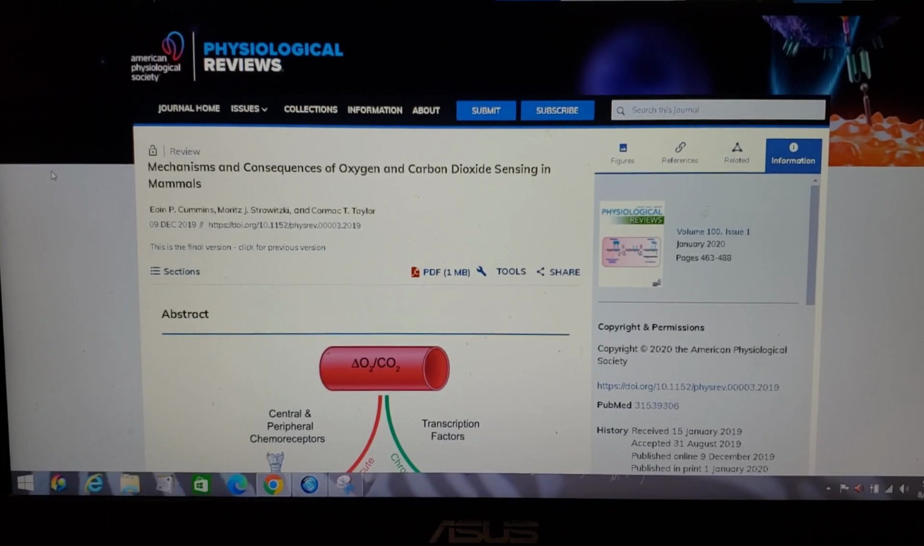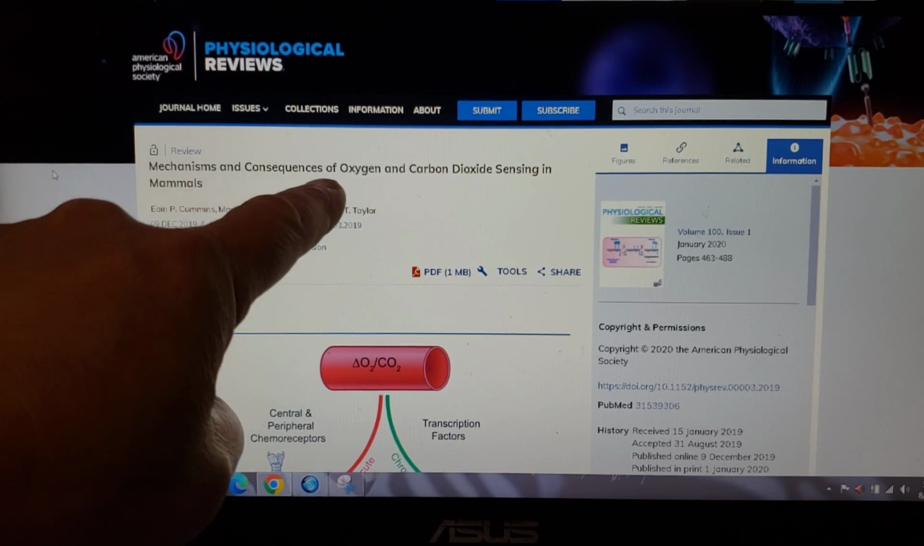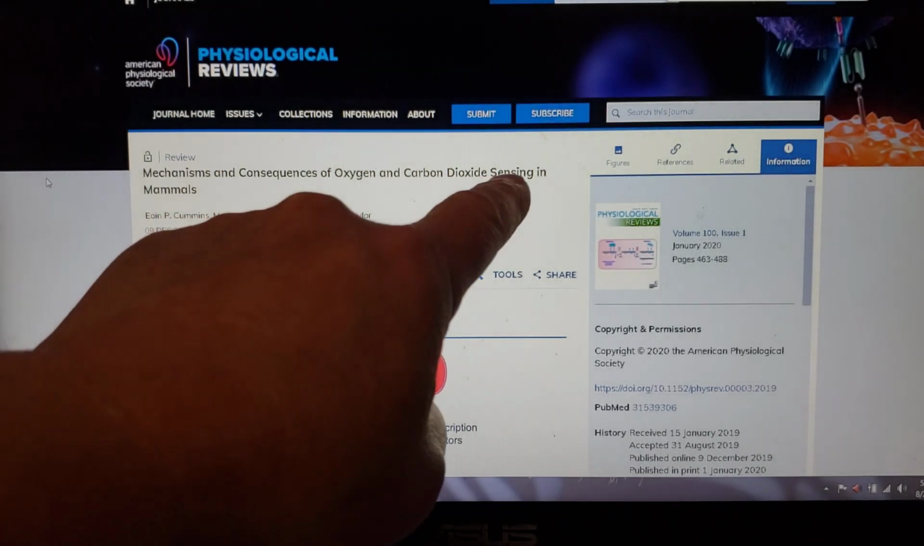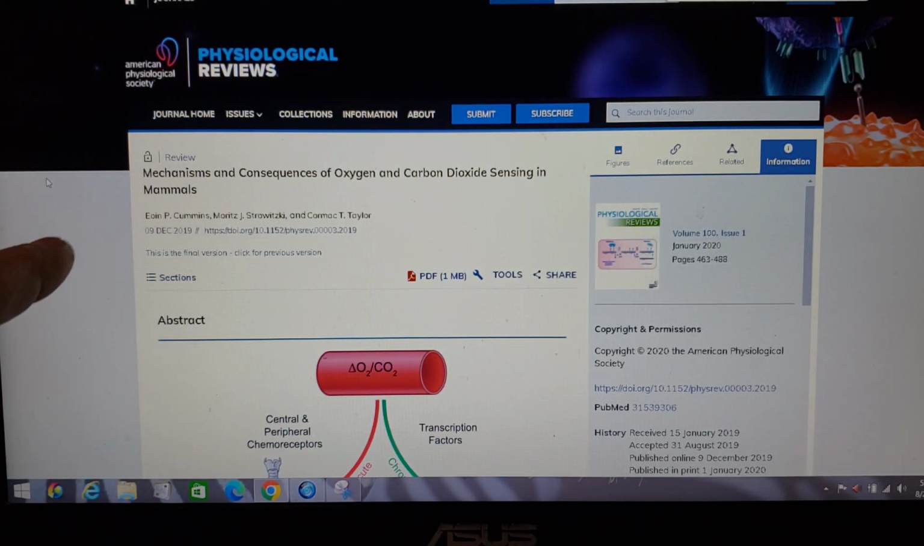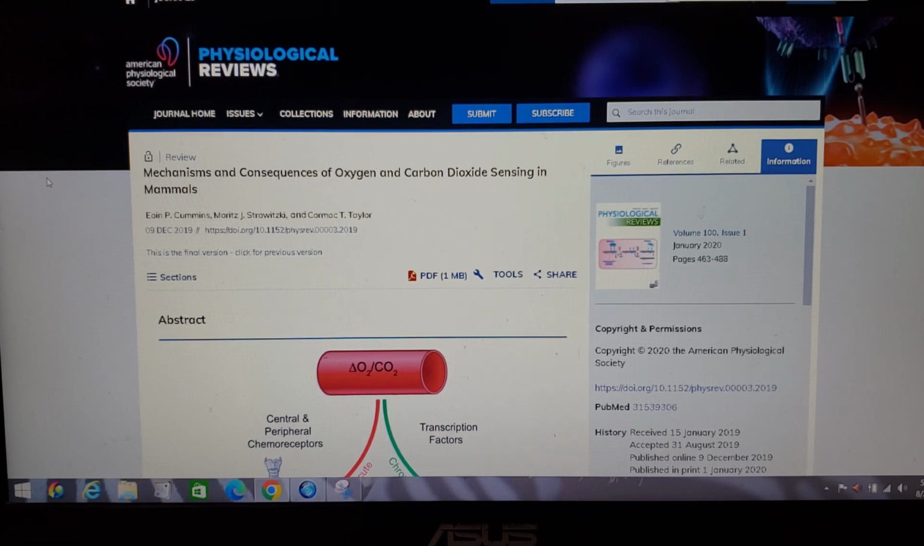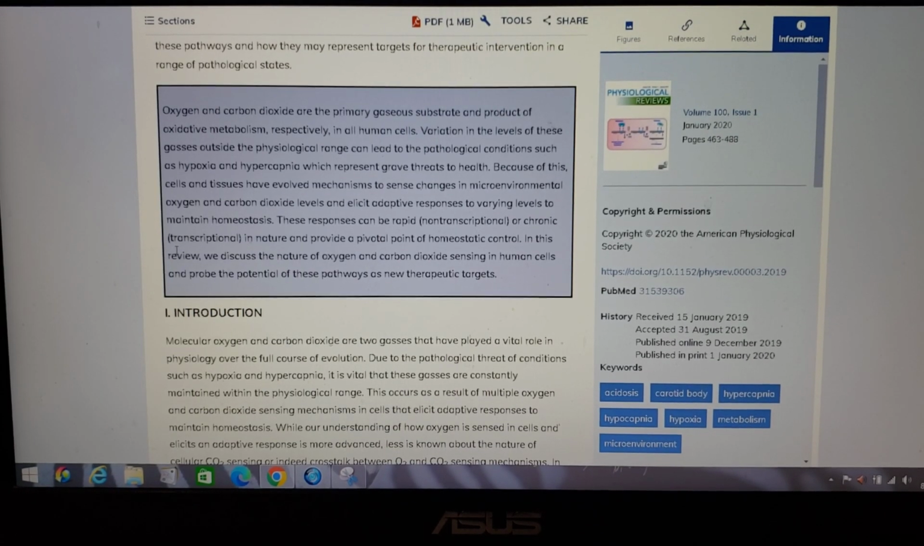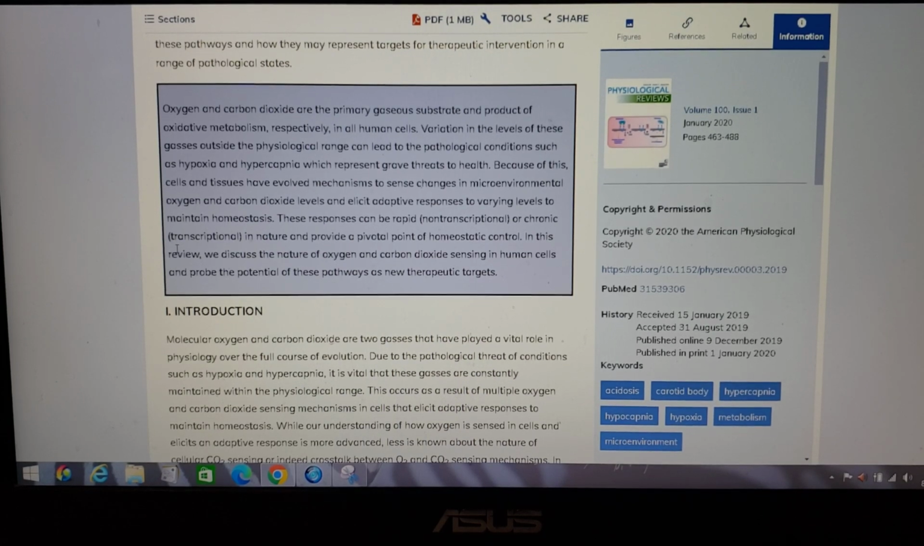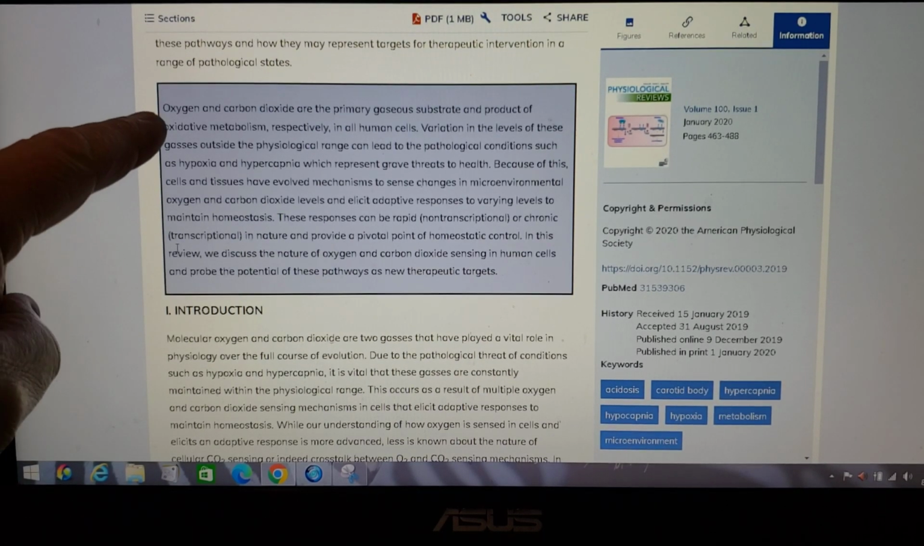So now we're going to look at the study called Mechanism and Consequences of Oxygen and Carbon Dioxide Sensing in Mammals. So when you have extra CO2, this messes with the reactive oxygen species system in your body, and it creates more reactive oxygen species. So we have a pretty long and in-depth study, but here is the summary of part of it.